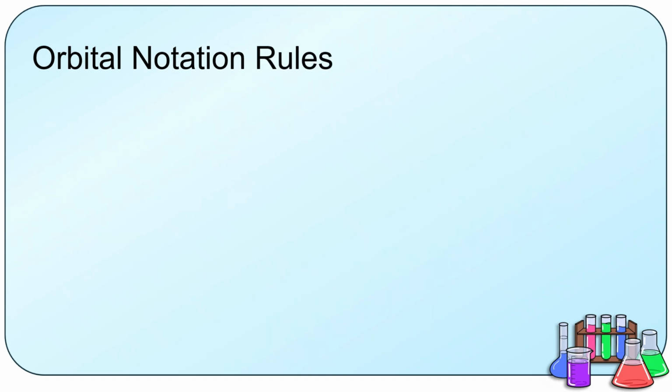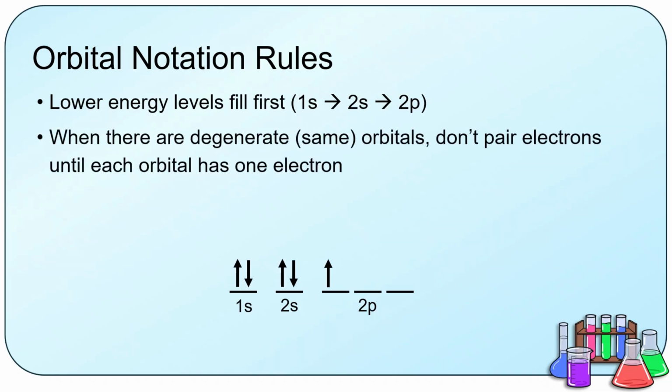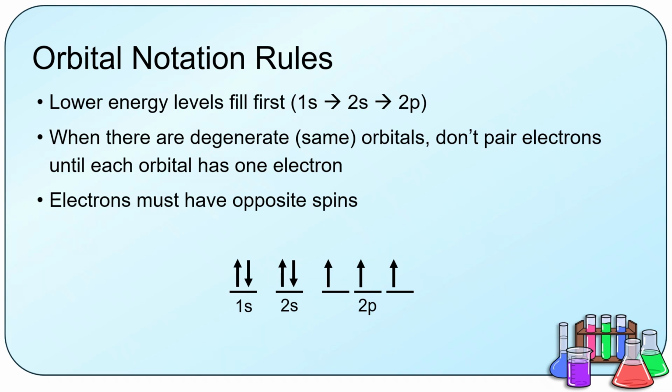There are some rules you have to follow when you draw your electrons in orbital notation. The first is lower energy levels fill first, so go in the order from the periodic table. 1s gets filled first, then 2s, then 2p. When there are degenerate or same orbitals, that's when you see multiple lines for the same orbital, don't pair electrons until each orbital has 1 electron. Spread them out. Finally, electrons must have opposite spins, which means the arrows on the same line need to face opposite directions. You can't have 2 up arrows together or 2 down arrows together.